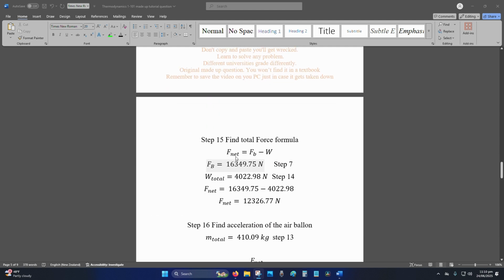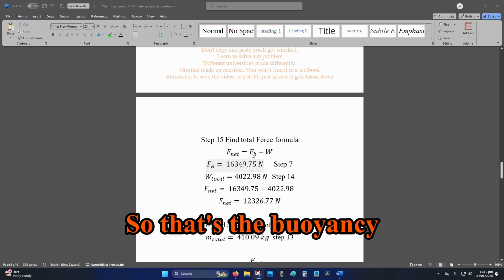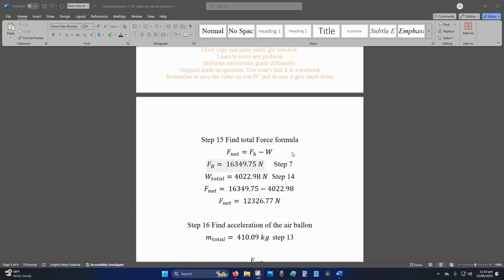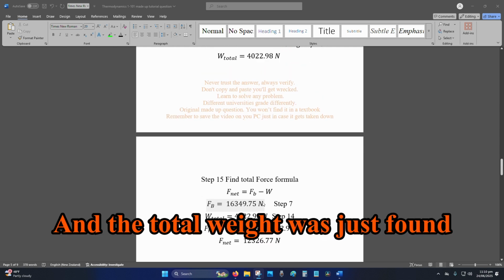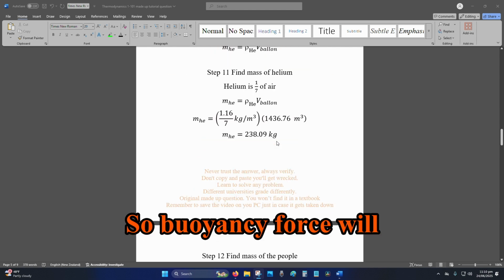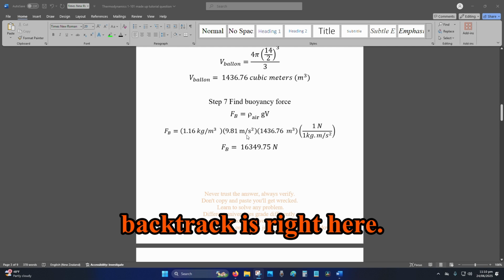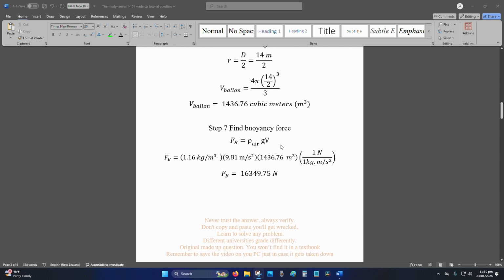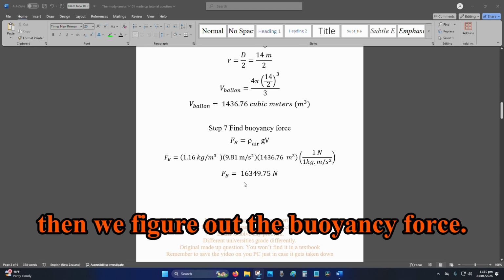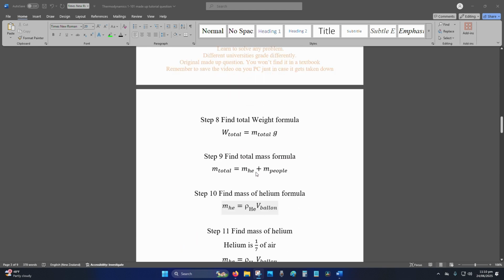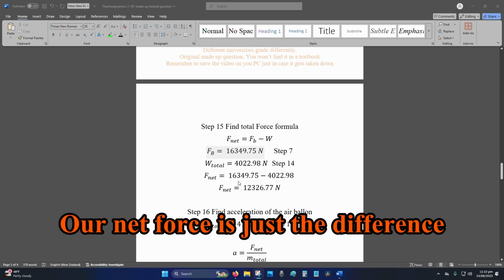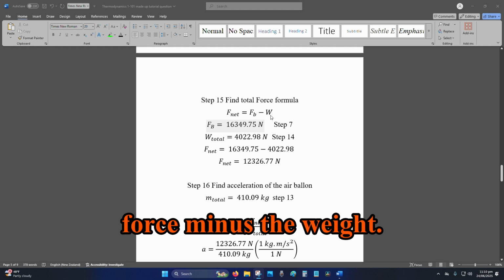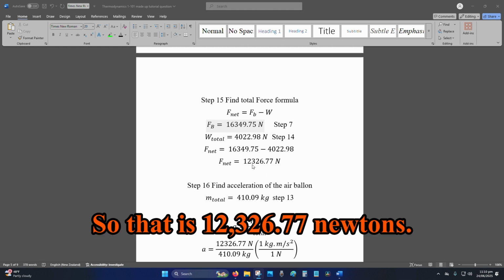Now we can find the net force. So we can backtrack, find the total force formula. So that's the buoyancy force minus the weight. So the buoyancy force was found in step 7, and the total weight was just found previously in step 14. So buoyancy force, we'll backtrack, is right here, step 7. So we found the volume from step 6, and then we figured out the buoyancy force. Okay, so coming back down, our net force is just the difference between the buoyancy force minus the weight. So that is 12,326.77 newtons.